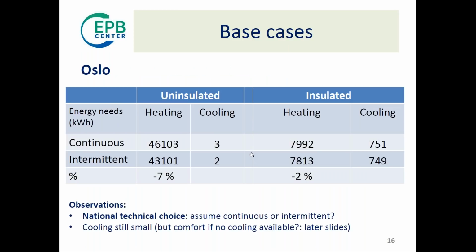Going to the next base case, going to the other climate, Oslo, and of course, as you expect, this is heating dominated, so uninsulated case and insulated case. But you see for the insulated case that cooling becomes not negligible anymore. And again, you see the intermittency is having just a small effect, especially in new buildings. So again, for this cooling, if you assume that there's no cooling in the building, what happens to the thermal comfort?